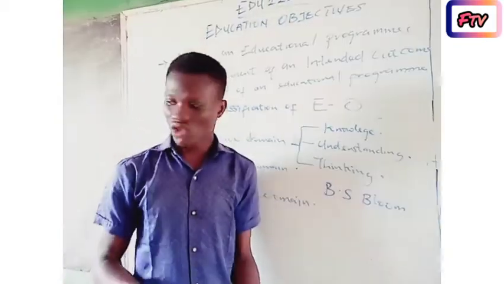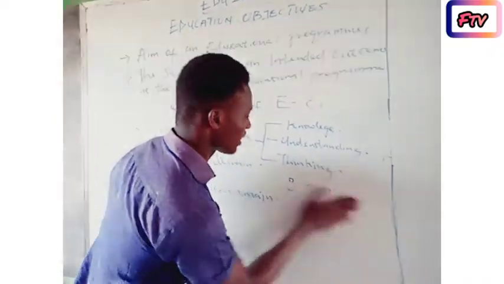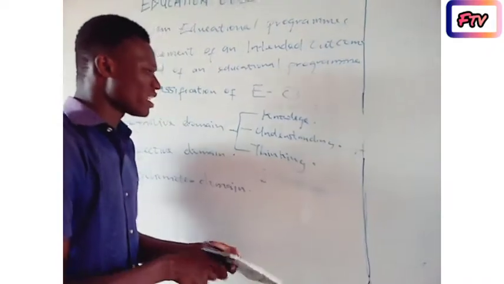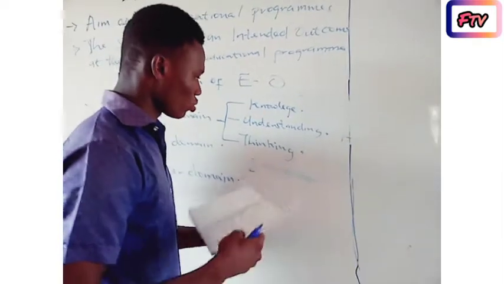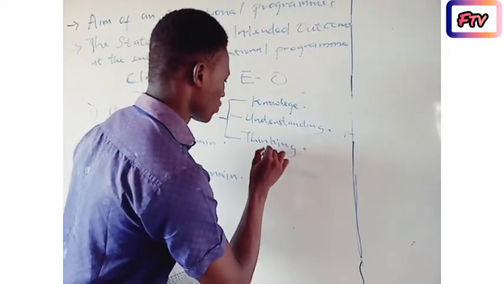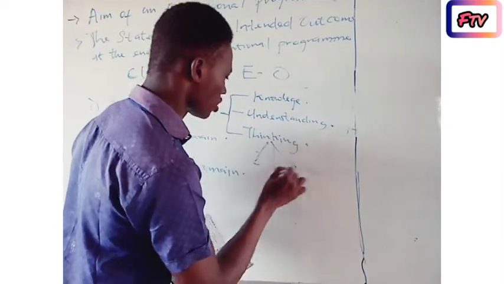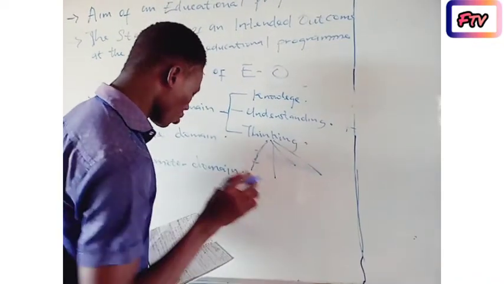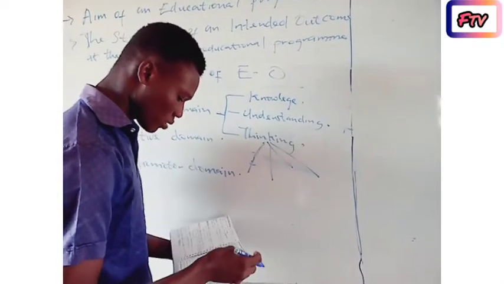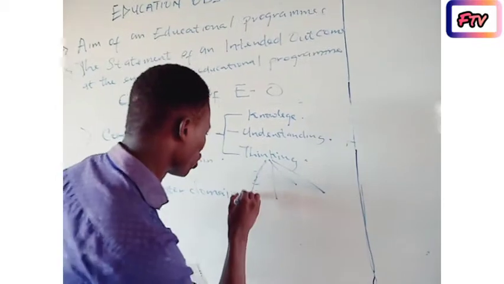Now under this thinking, he actually split this thinking into 4 again. So making 6, split it into 4. And the first one we have is application.